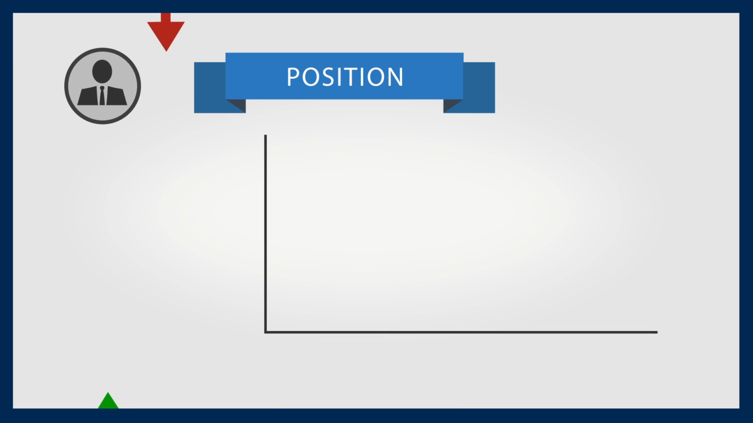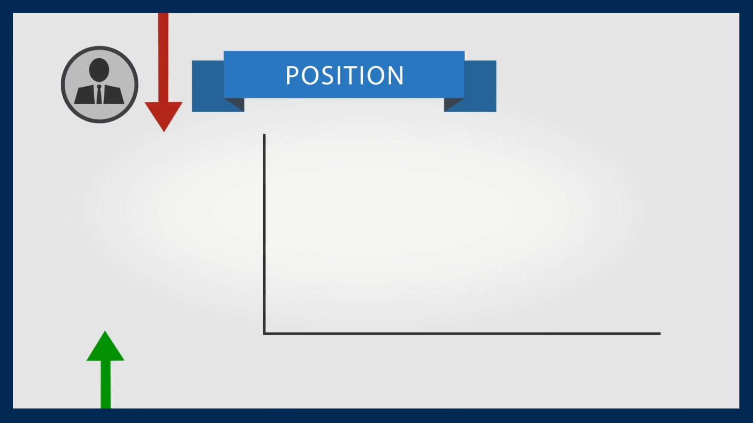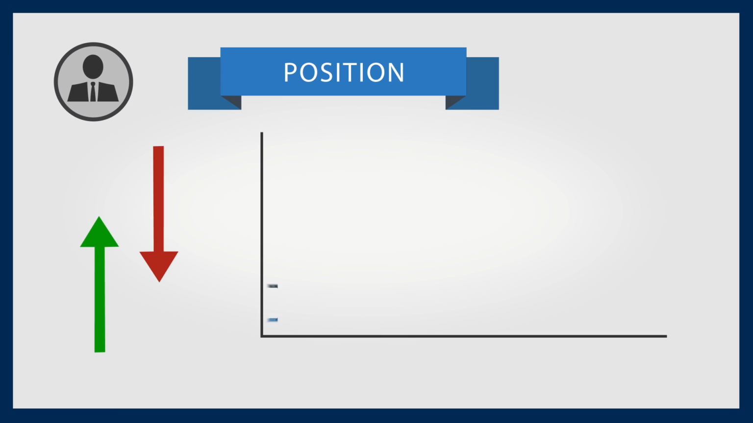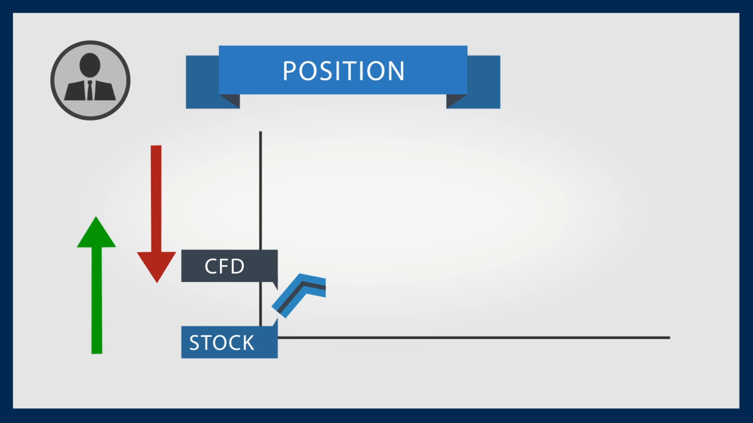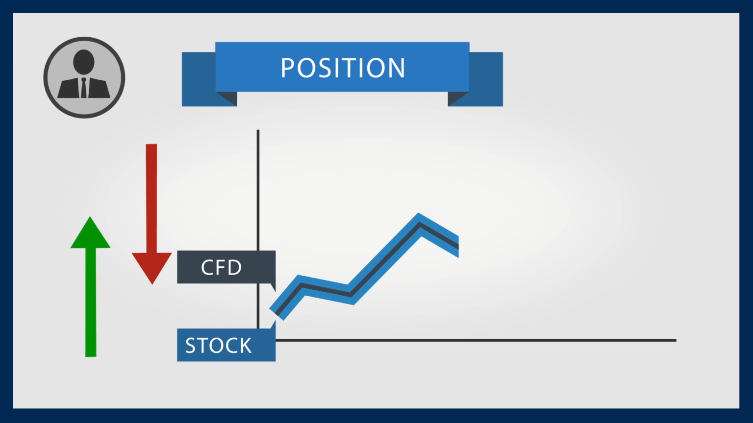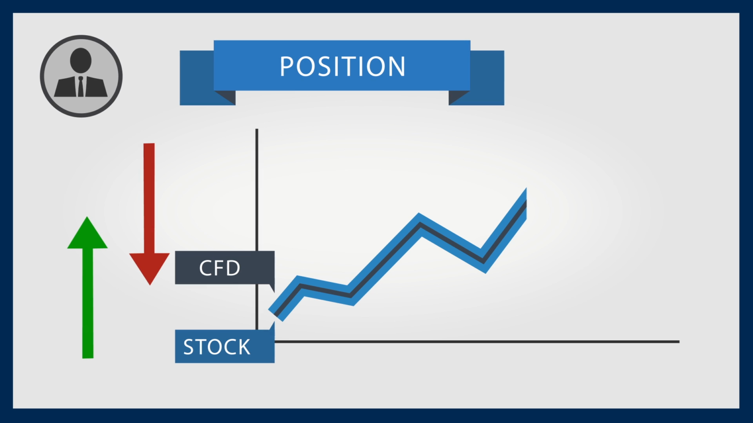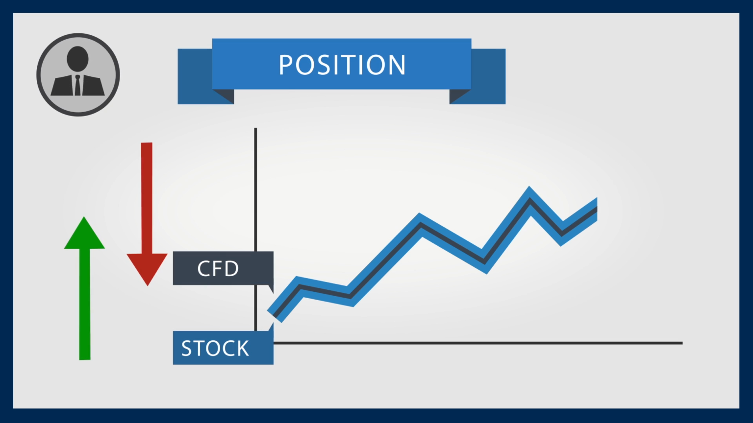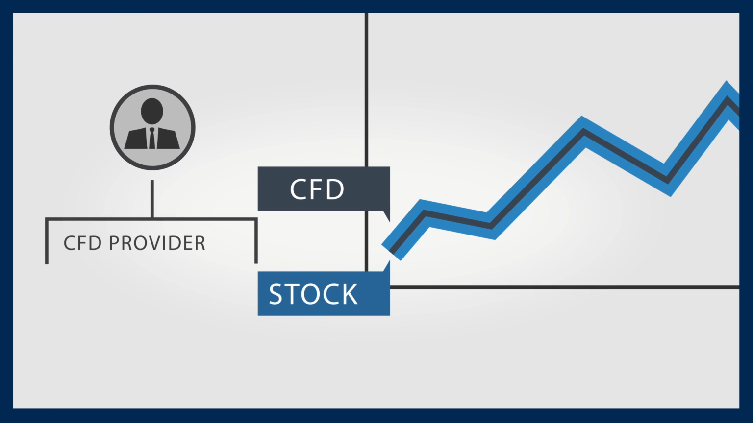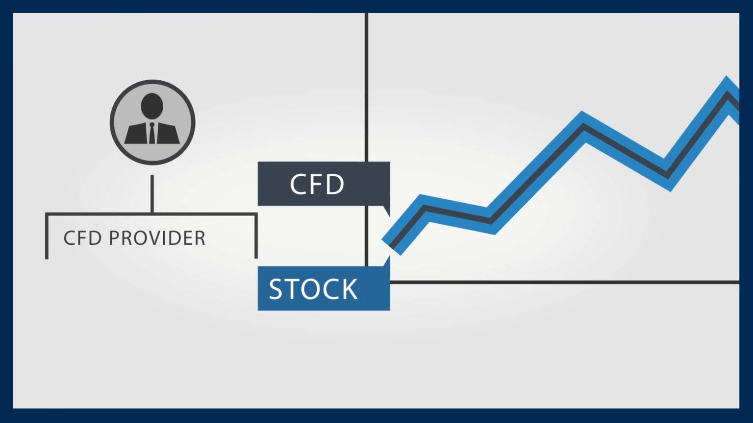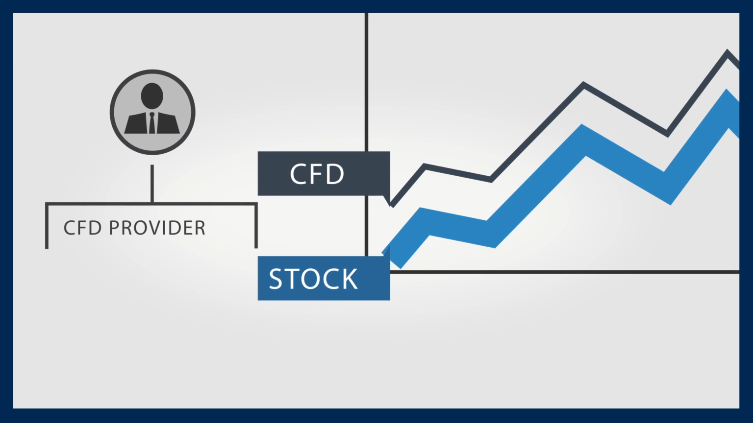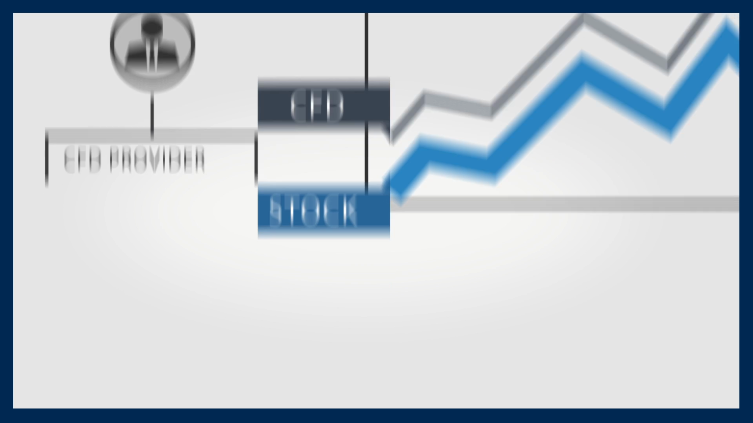You take the position based on whether you think the asset will go up or down in value. So, for example, you can place a CFD trade on a stock and the value of the CFD position will rise or fall with that stock price. The stock is therefore known as the underlying asset. And as you are purchasing a CFD from a provider, you don't own that underlying stock. Not owning the stock leads to some key differences.